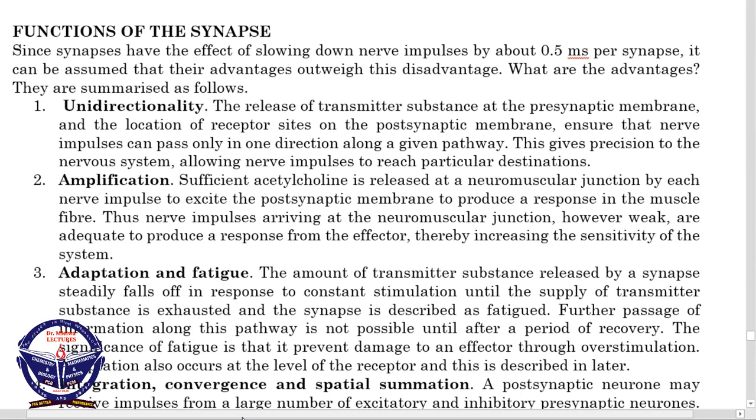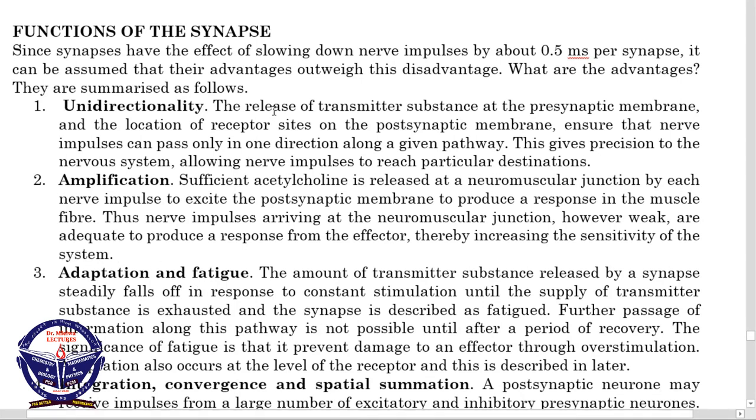The first thing is unidirectionality, or sometimes they say that synapses allow the nerve impulse to be transmitted in a single direction. Chemical synapses allow the nerve impulse to be transmitted only in a single direction. Why? Because the neurotransmitters are released only at the presynaptic membrane, and the receptor molecules are present only at the postsynaptic membrane. Kwa hata neurotransmitter zikirudi bila kugusa receptor, bado haziwezi zikaja kuwa attached tena kwenye presynaptic membrane, kiwango cha kusema zigenerate new impulse nyingine zianze kurudi.